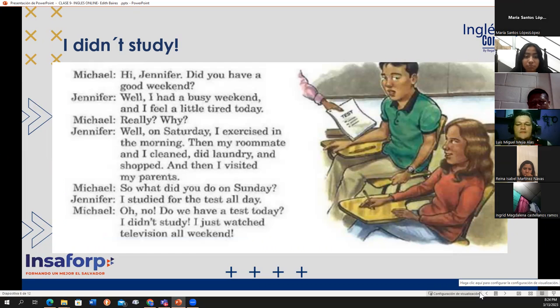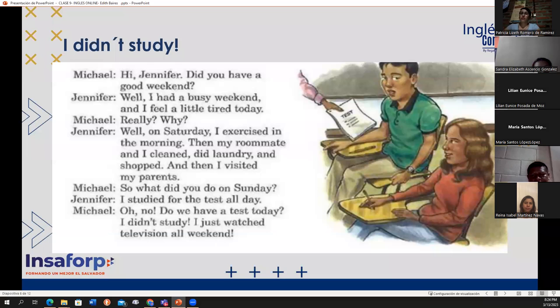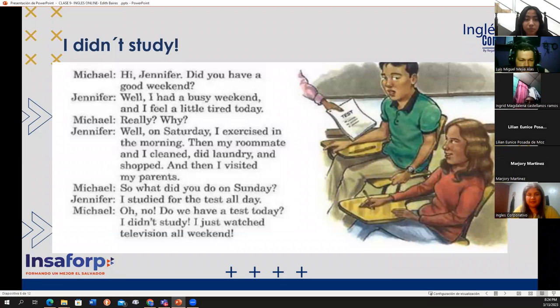Okay. Who wants to participate? Volunteers? Okay, good. Okay. Luis and Marjorie, go ahead. You will be Michael, Luis. Okay. Hi, Jennifer.